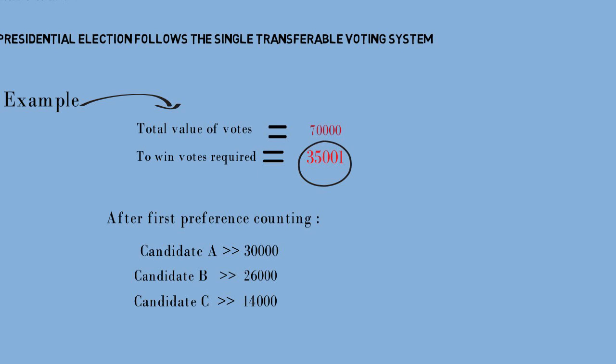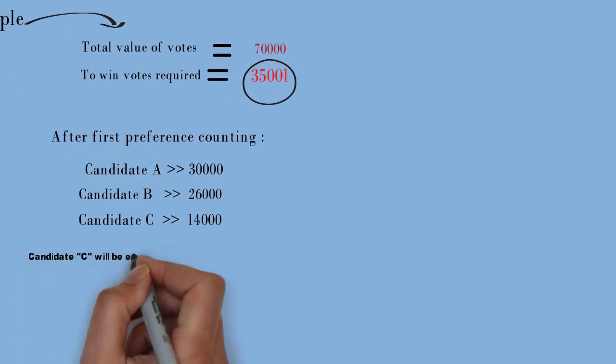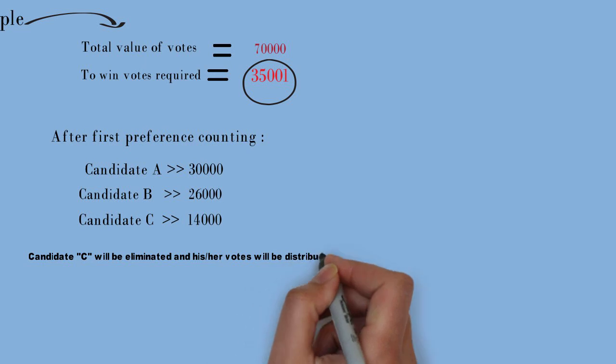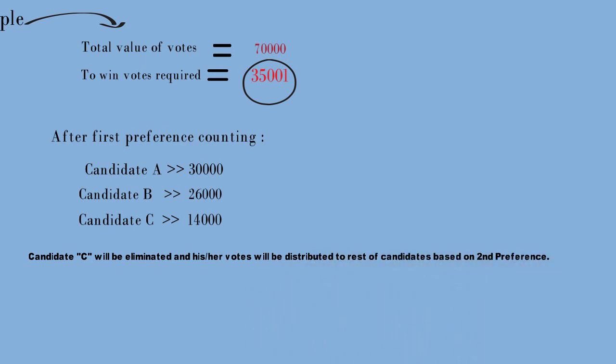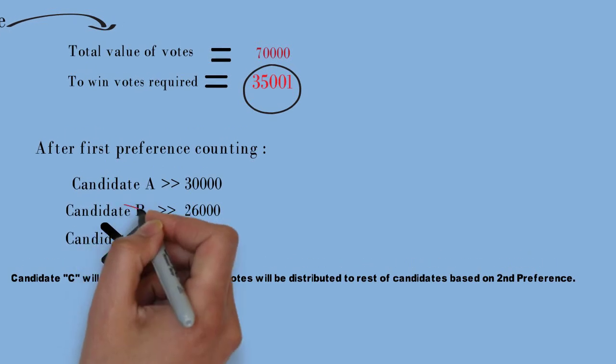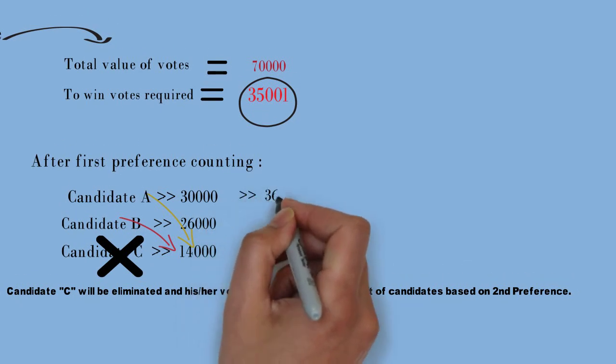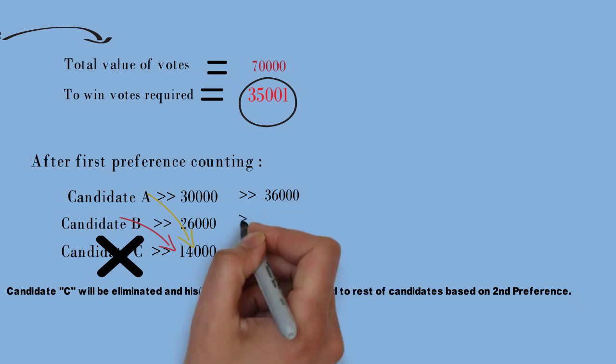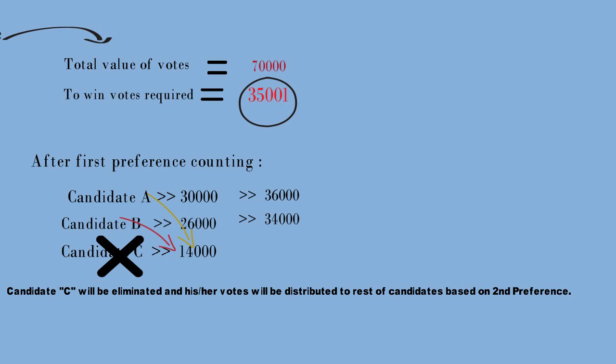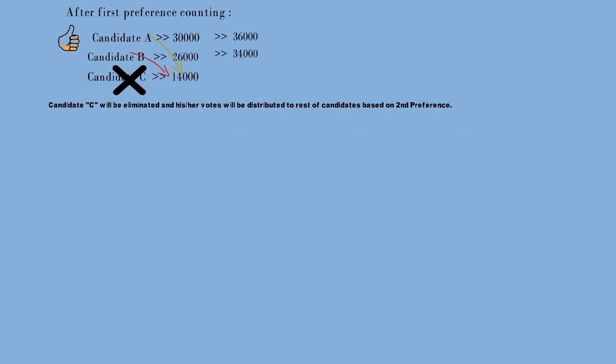So in this case, the candidate with the least amount of votes will be eliminated and his votes will be distributed to the rest of the candidates based on second preference votes. So in this example, candidate C with 14,000 votes will be eliminated, and his ballot papers will obviously include candidate A or candidate B as second preference candidates. So these second preference votes will be distributed to A and B respectively. After this, let's say A has secured 36,000 votes and B has secured 34,000 votes. So now we will have a clear winner and candidate A will be declared as the President of India.